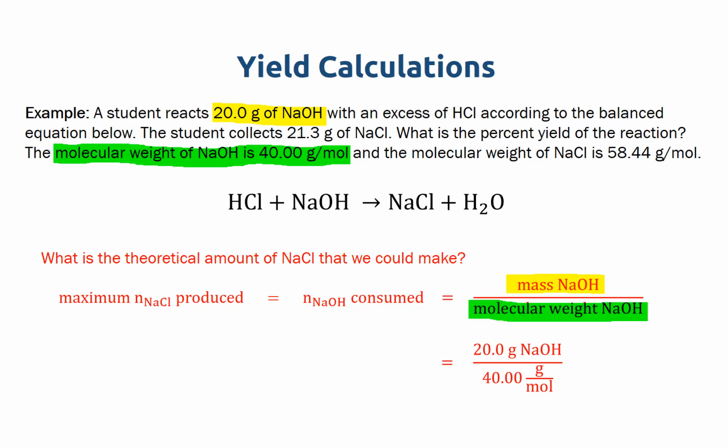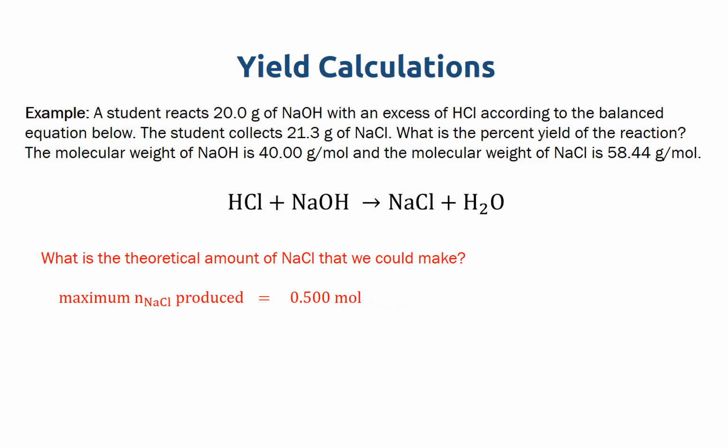So 20 grams of NaOH divided by 40 grams per mole of NaOH gives us 0.5 moles of NaOH consumed. And this is also the number of moles of NaCl produced based on that 1-to-1 molar ratio. So the maximum moles of NaCl produced is 0.500 moles. We need to convert this into a mass so that we can compare it to the mass actually collected to calculate the yield.